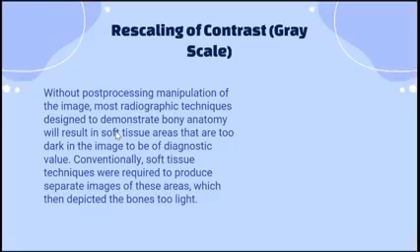Now, in order for us to rescale contrast or the grayscale, it goes like this. Without post-processing manipulation of the image, most radiographic techniques designed to demonstrate bony anatomy will result in soft tissue areas that are too dark in the image to be of diagnostic value. Conventionally, soft tissue techniques were required to produce separate images of these areas, which then depicted the bones too light. So for example, as I have said a while ago, in order for us to acquire optimal contrast, we need to identify what the doctor really wants to see. Is it soft tissue or bony detail?